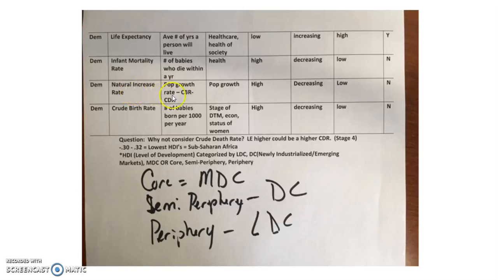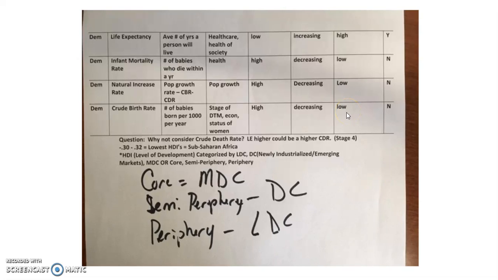Natural increase rate is your population growth rate. So this is your crude birth rate minus your crude death rate, and this gives you your population growth. This population growth is very high in an LDC. It should be decreasing in a DC, and it should be low in an MDC. And finally, you have your crude birth rate, which is the number of babies born per 1,000 per year. This gives you your stage of the demographic transition model, the economic output, and the status of women. It should be high in an LDC, decreasing in a DC, and low in an MDC.